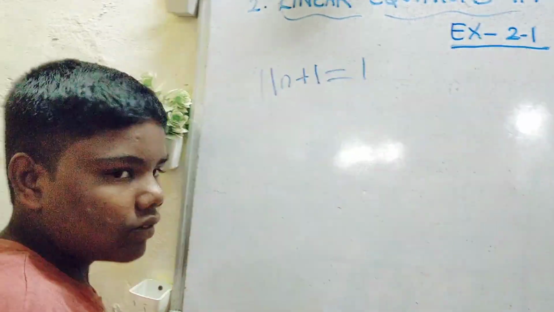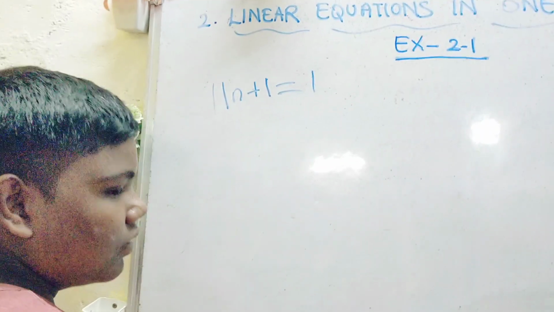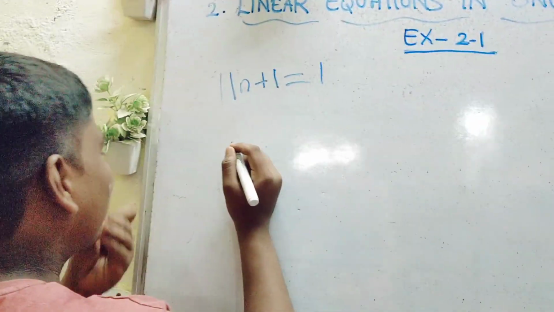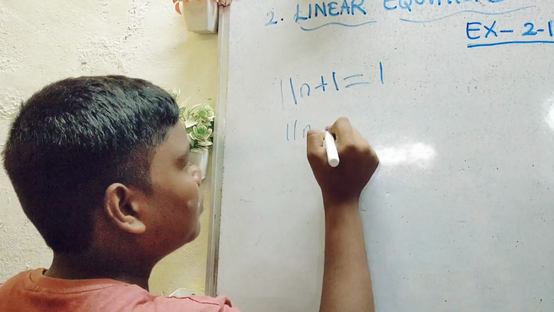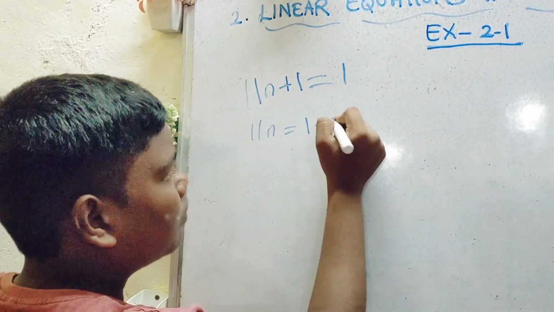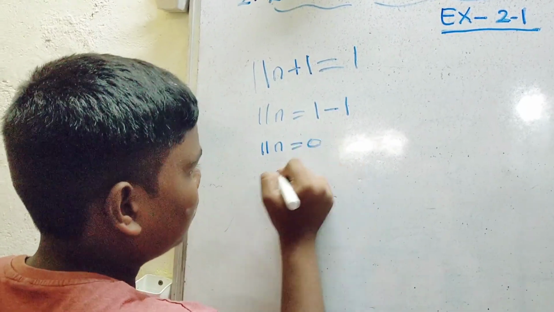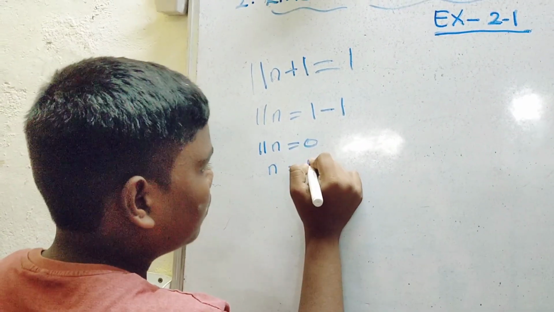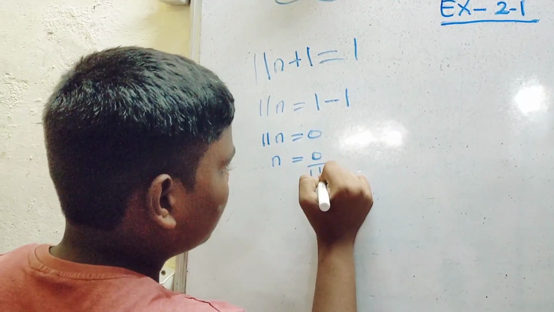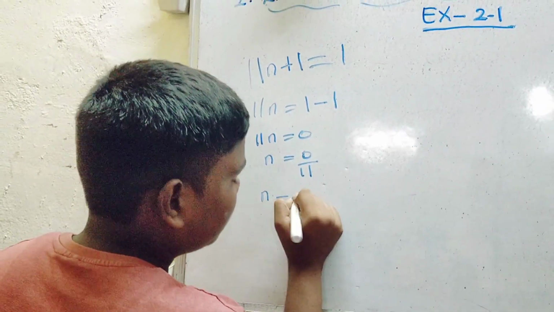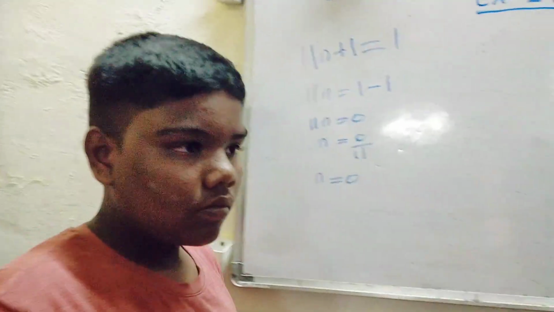11n plus 1 equal to 1. Okay, very easy one. Do it. So 11n is equal to 1 minus 1. So 11n is equal to 0. Then n is equal to 0 by 11. So n is equal to 0. Is it right, kids? Very good. Please clap for Rishi. Very good.